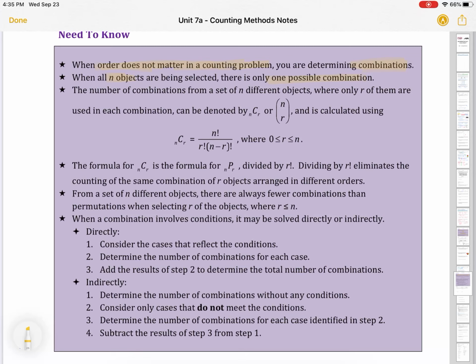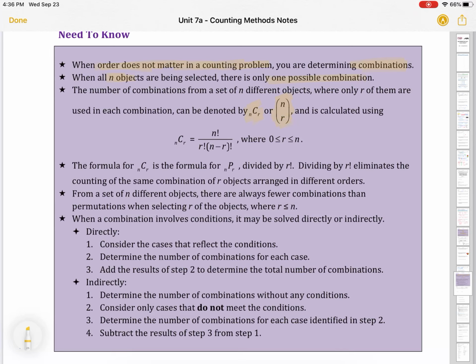When all n objects are being selected, there is only one possible combination, right? If you have 9 kids and you want a group of 9, there's only one way you can fill that. So 9 choose 9 equals 1. 5 choose 5 equals 1. 4 choose 4 equals 1. 350 choose 350 equals 1.